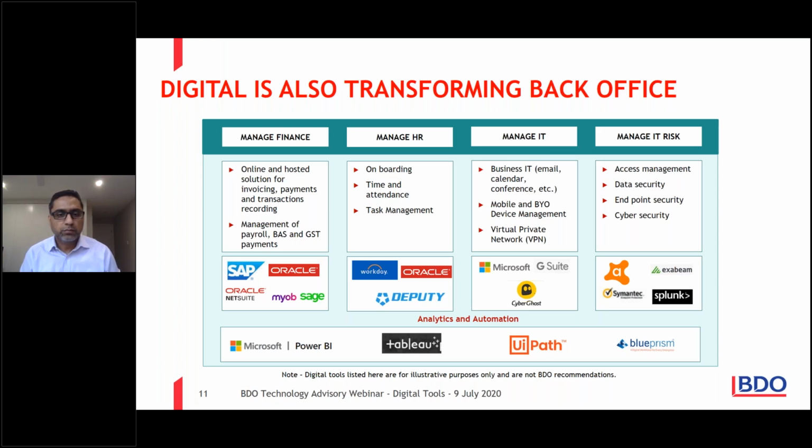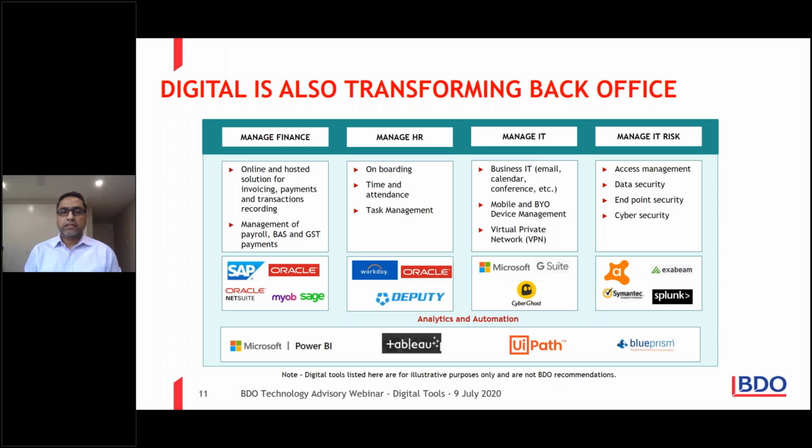So that's where it starts, but more and more it gets into managing HR. That's where Workday, Oracle, or Deputy type of capabilities come into the picture. So looking at HR and finance in an integrated manner is an increasing trend, and a lot of the players across finance and HR are blending into more end-to-end capabilities.